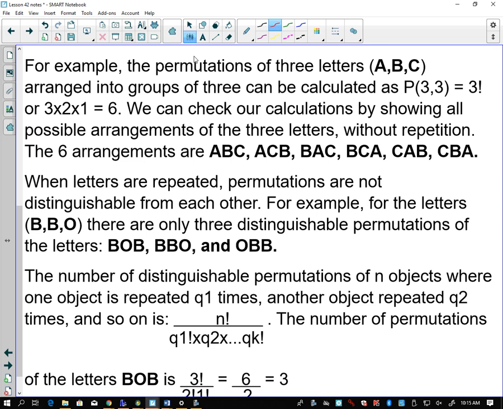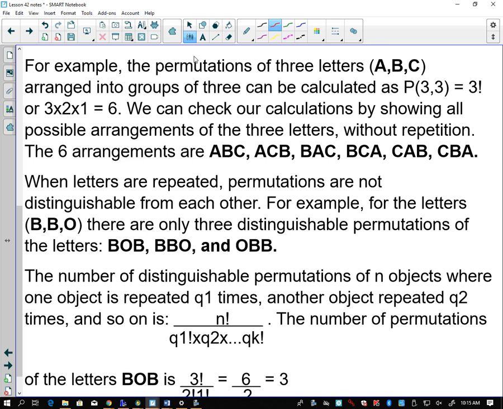Or 3 times 2 times 1, which is 6. We can check our calculations. So if we said we wanted all the permutations of A, B, and C, and if we did this, we're going to see that that's in fact the case. We have ABC, we have ACB.